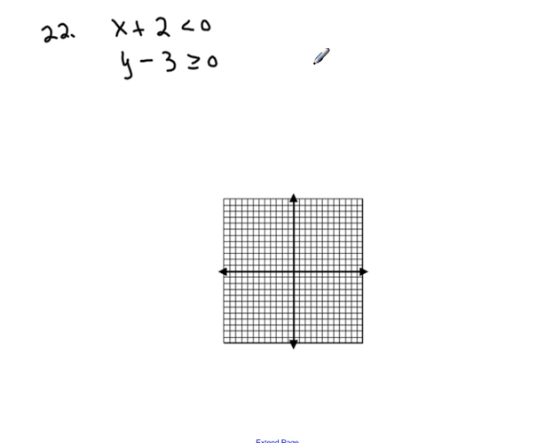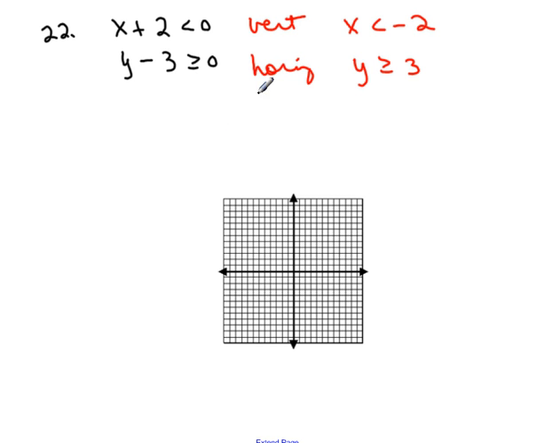Okay, continuing on with graphing the system of inequalities, problem number 22. You'll notice that these are both special lines because the top equation has no y, the bottom equation has no x. That makes this one a vertical line and this one a horizontal line. So we need to solve this for x, so subtract 2, so you get x less than negative 2. Here add 3, so y is greater than or equal to 3.